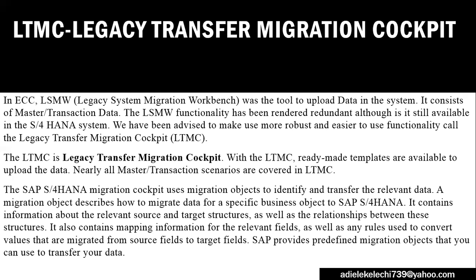Of course, your source structure is the source of your data. Your target structure is SAP S4HANA, where you want that source to reflect. The impact of that source will be on your target structure. It contains mapping information for relevant fields, as well as rules used to convert values that are migrated from source fields to target fields. SAP provides predefined migration objects that you can use to transfer your data. SAP S4HANA using LTMC has made life a little bit easier when it comes to data migration. So why not make use of the templates that are available? Of course, you can also discuss with your ABAP team if there is need for any enhancements of any of those templates.